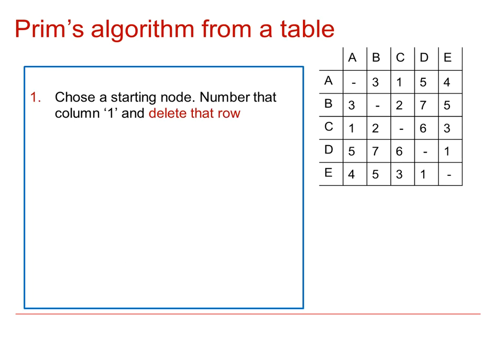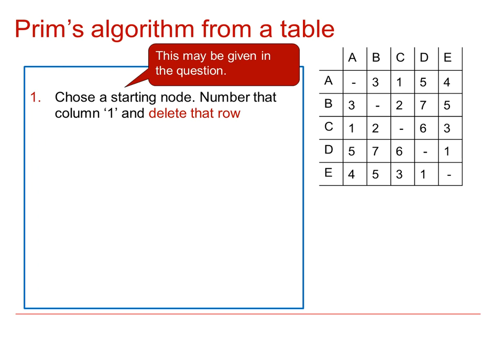Well, you remember that with Prim's we start at some node. It doesn't matter which node we choose, but quite often in a question that would be given to you. So for example, it might say starting at A. So the first step then is, for that particular node that we're starting with, we number the column 1, and we delete the row for that column.